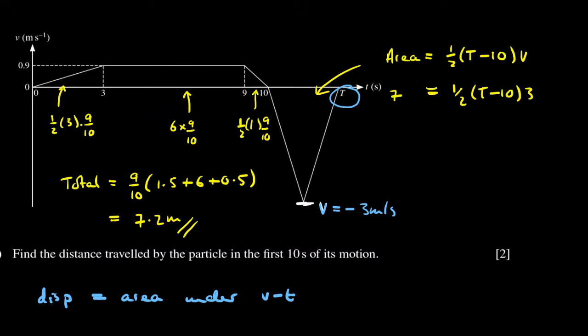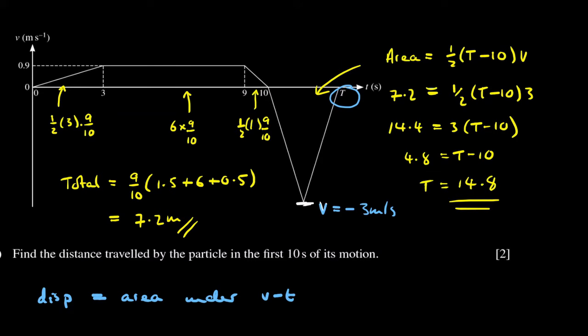Okay, 7.2. So all we've got to do is just rearrange this basically. So I'm going to times 7.2 by 2. So that's 14.4. So 14.4 is equal to 3 times by t minus 10. So divide through by 3. Okay, so I get 4.8 is equal to t minus 10. And so therefore t is equal to 14.8. Okay, so that's the time of the particle, 14.8 seconds.